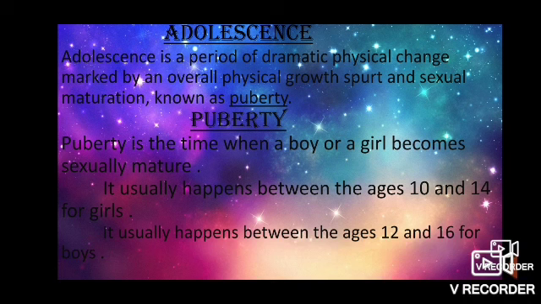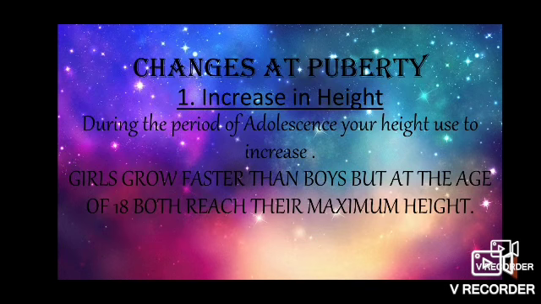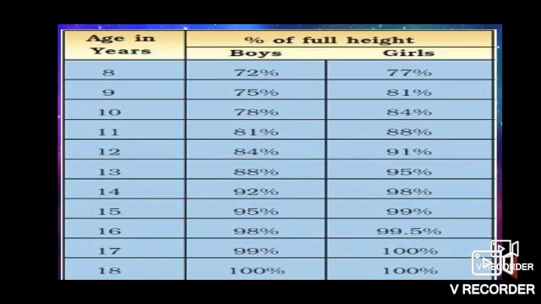Now let's see the changes that occur during puberty. First is the increase in height. During adolescence, your height and weight increase. That's why during this period it is advised to eat healthy food. Girls grow faster than boys, but at the age of 18, both reach their maximum height. I am here with the proof: a boy of 13 years would have 18% of his height, whereas a girl of 11 years would have 18% of her height. The girl of 13 years would have 95% of her height. But you can see that at 18 years, both have reached 100%.